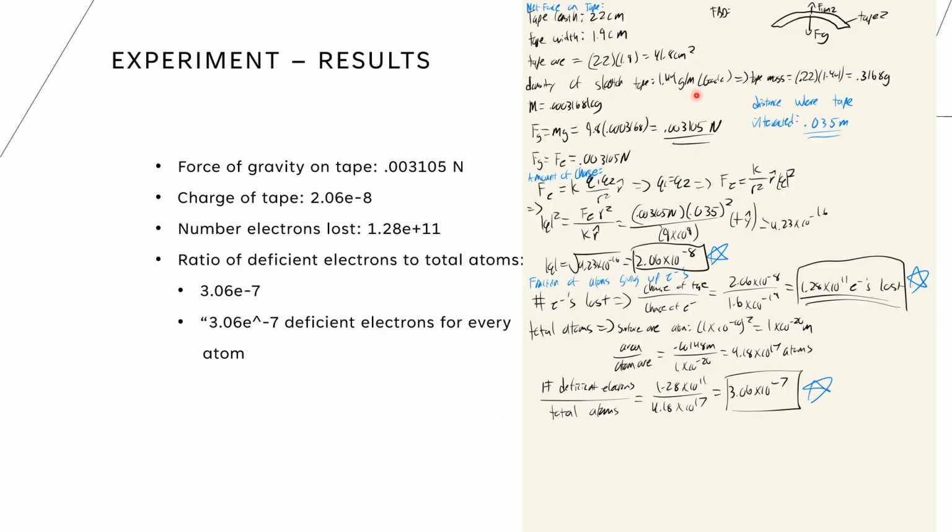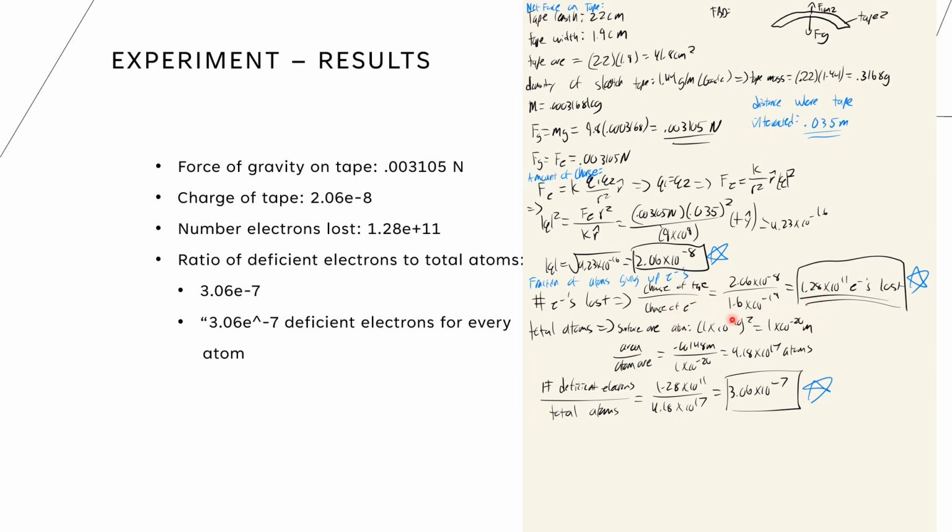And the results, you can see my work on the right here, working through starting with the measurements and then working through the force of gravity, which I found to be 0.0031 newtons, which is equal to the electric force because of Newton's second law. And the amount of charge was found to be 2.06 times 10 to the negative 8th coulombs, and the number of electrons lost, you can see here, 1.28 times 10 to the 11th electrons.